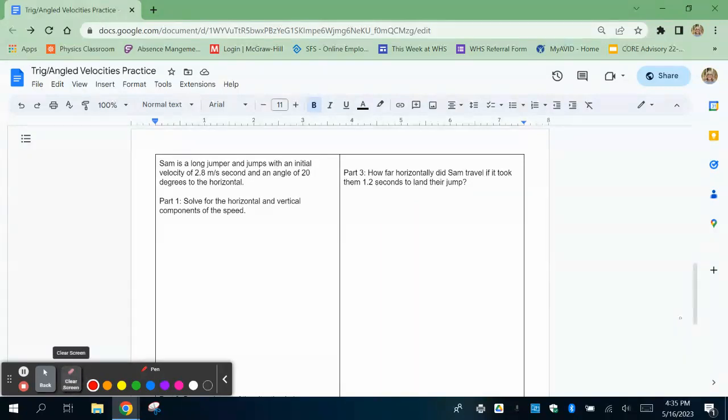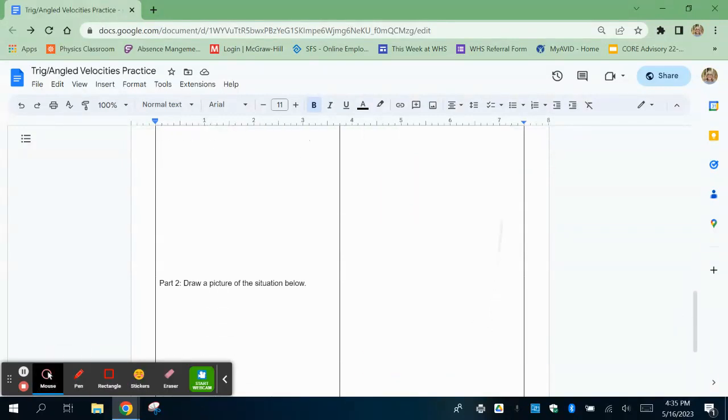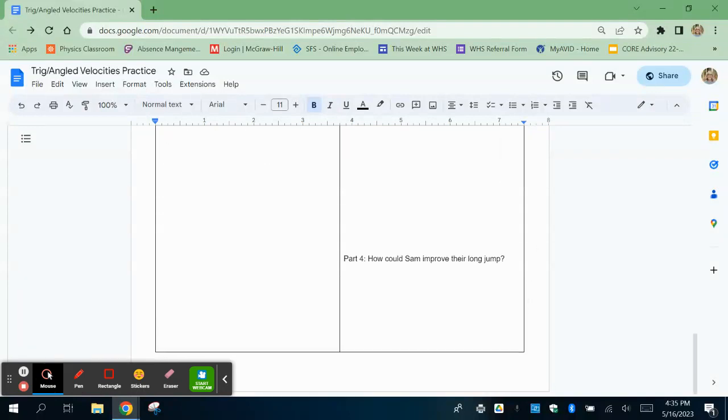The last question is asking how Sam could improve their long jump. Improving their long jump means we want to get a greater delta x. What we would need to do is jump at the same angle with a greater velocity. That would improve our delta x. Or we could play around with the angle a little bit. But what we essentially need is for Vx to increase in order to increase our delta x.